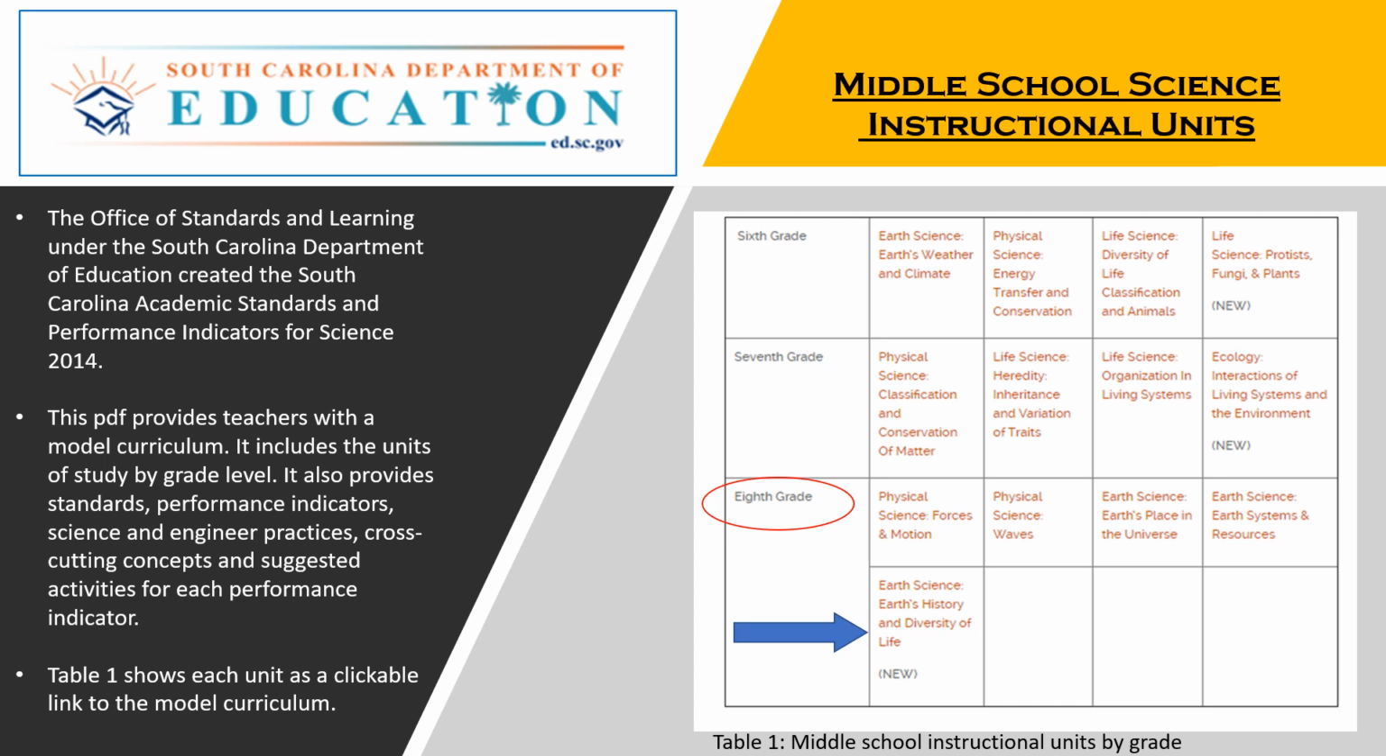If you look to the right for Table 1, it does show each unit by the grade level. They are all clickable links. I've circled the 8th grade for you, and you can see the blue arrow, which is pointing to the Earth Science and Earth History and Diversity of Life unit.